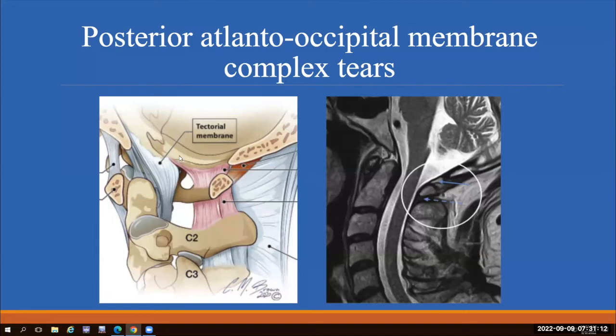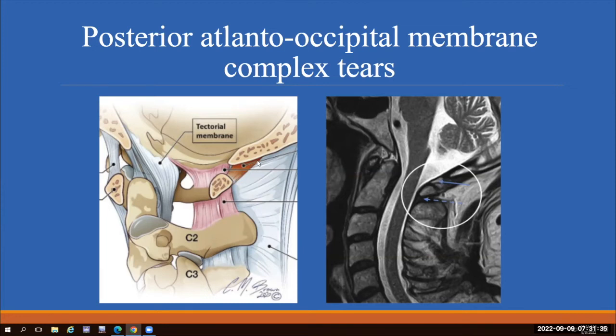Okay, so moving back, we talked about the tectorial membrane, we talked about the anterior atlanto-occipital membrane. Let's talk a little bit about the posterior atlanto-occipital membrane. Anatomically, the posterior atlanto-occipital membrane complex is actually a pretty mysterious ligament. There's not a lot in the literature about it.